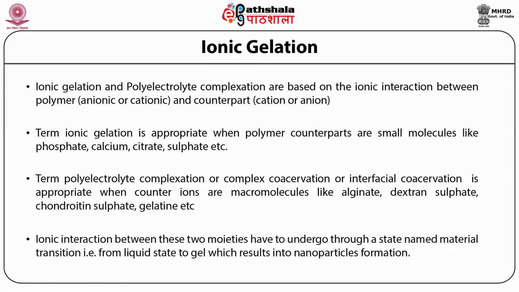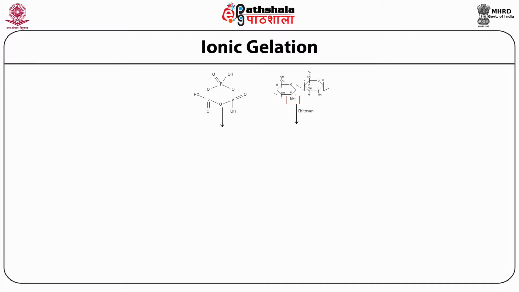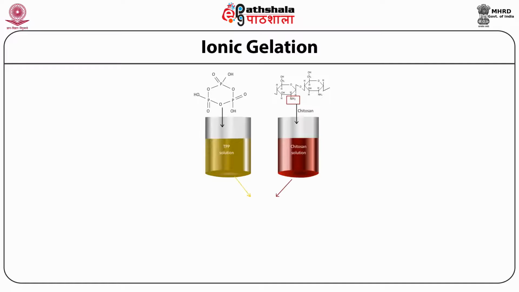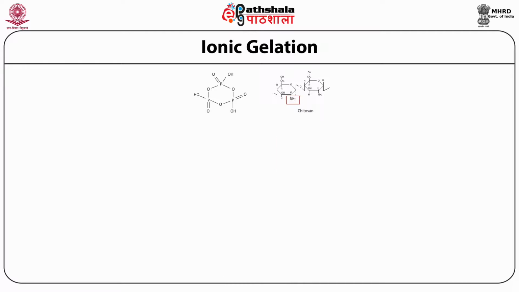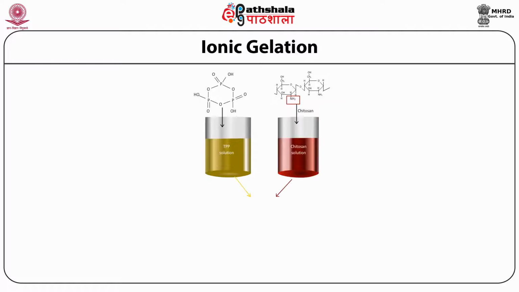In this technique, the solutions of polymer and counter ions are prepared separately. Drug can be added into either solution under controlled magnetic stirring. Usually, the polymer solution is added into the counter ion solution. However, it can be reversed also. The schematic representation of the ionic gelation method is shown in this diagram. The diagram shows the formulation of chitosan nanoparticles by an anion-induced agent.